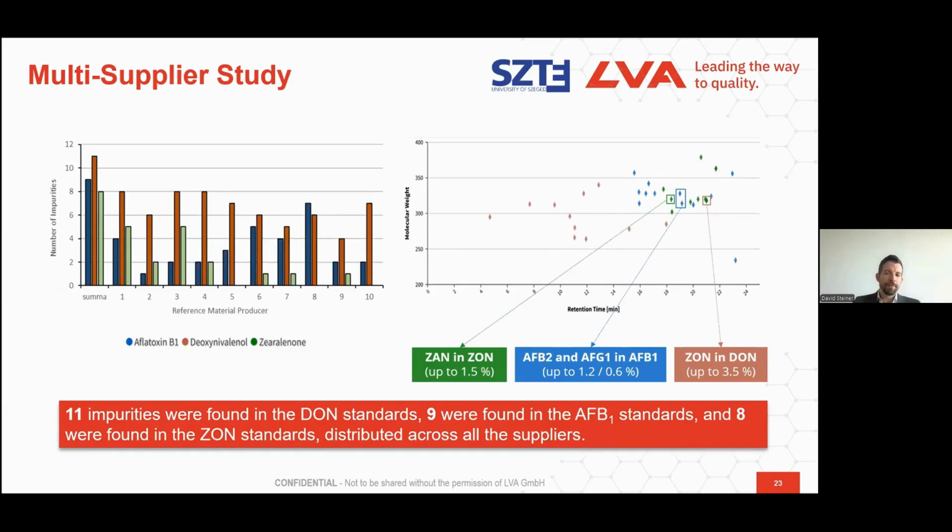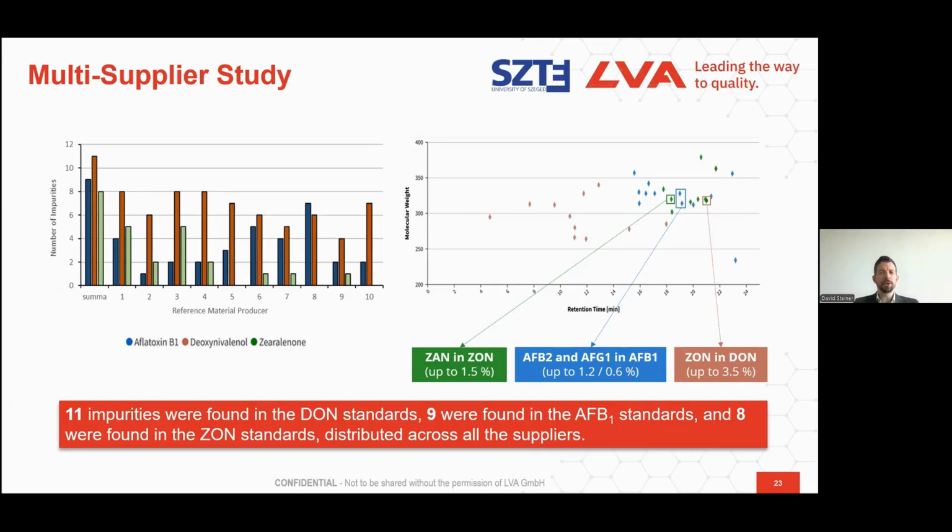In addition to the quantitative results, we have also performed high-resolution mass spectrometric analysis at the university in Szeged in Hungary in order to investigate the presence of impurities in the different standards. So in total, we detected 11 impurities in the deoxynivalenol standards, 9 in the aflatoxin B1, and 8 in the zearalenone standards, distributed across multiple suppliers.